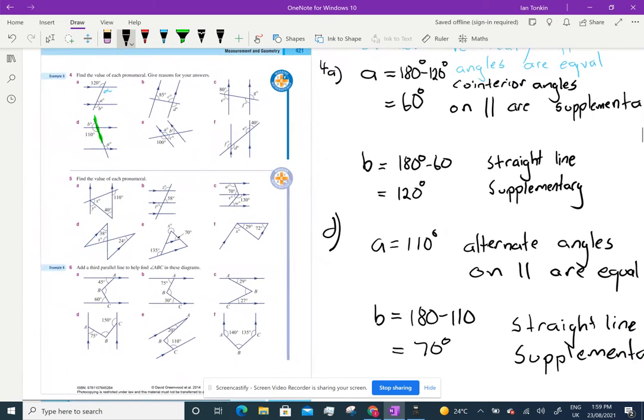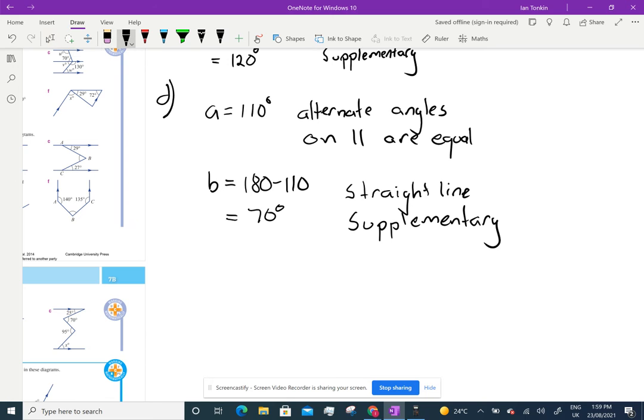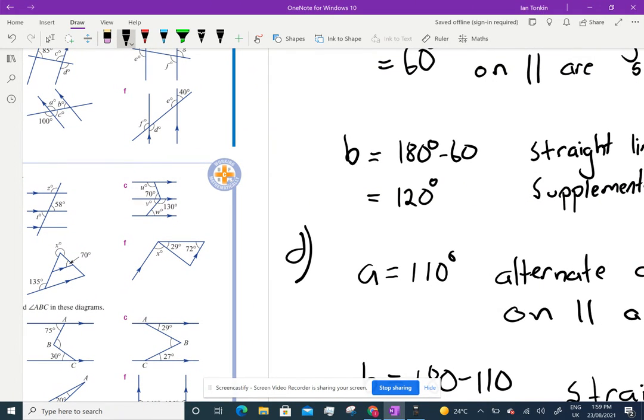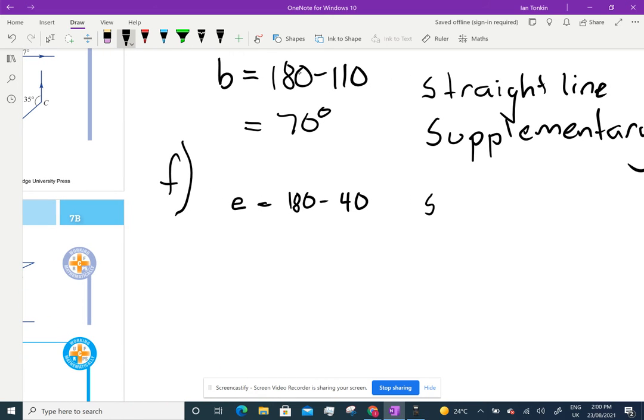I'm going to do one more. I'm going to do F. So you have a go at B, C, E on your own. So F, and if I look at F, yeah, this is going to be pretty easy. But the parallel lines are going vertically. That shouldn't worry you. The first thing I'm going to do is I'm not going to get D. You don't have to get them in the alphabetical order that they present them to you. The first angle I'm going to get is E. So E equals 180 minus 40. Why? Well, they're on a straight line and they're supplementary.